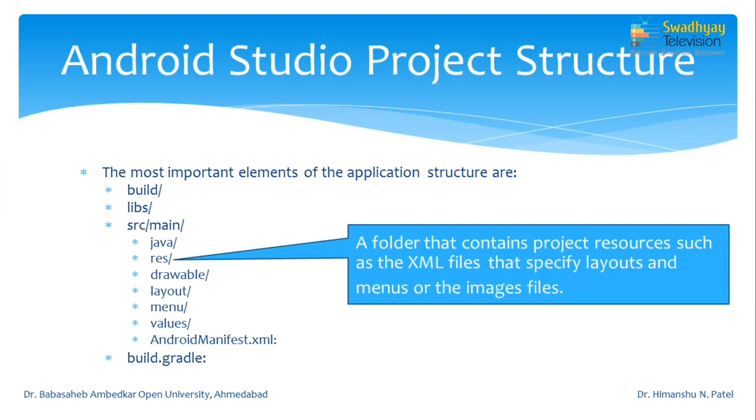Next is the resource folder. A resource folder contains project resources. Resources are normally stored as XML files, which may be layouts, menus or images. So everything you store as XML in Android resources, Android resources are specified by XML files and they are stored inside the resource folder.